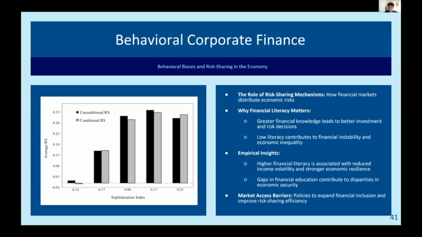And to exemplify this concept, on the screen we have a graph that compares average risk sharing and a sophistication index. As we can see, there is a strong correlation between risk sharing and sophistication of market participants.